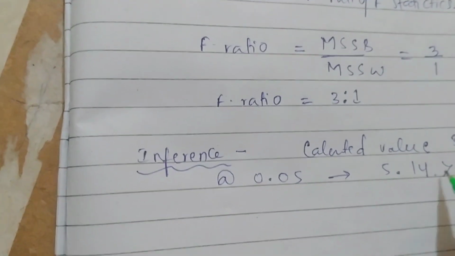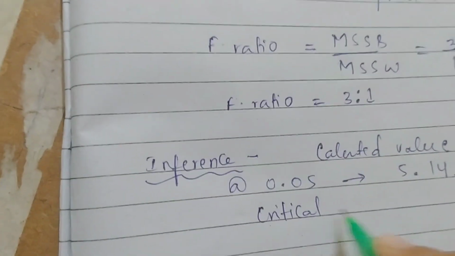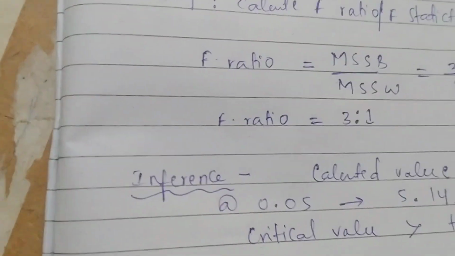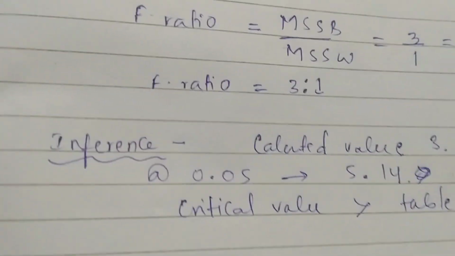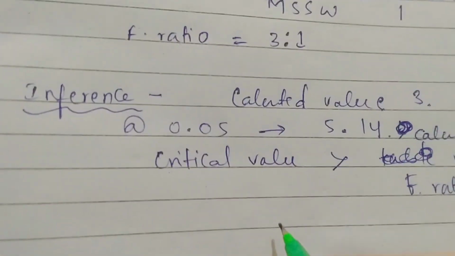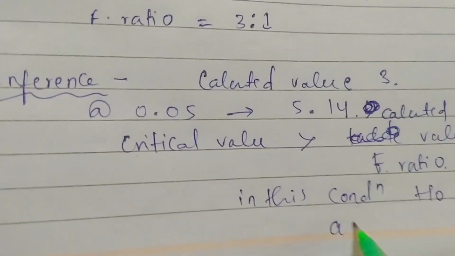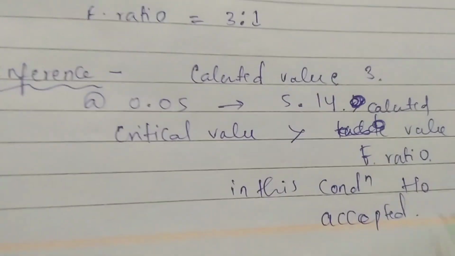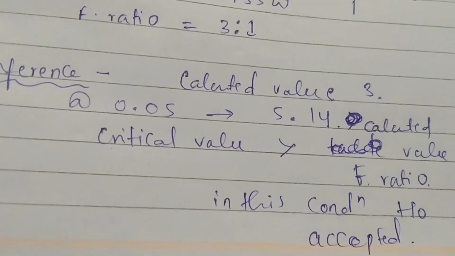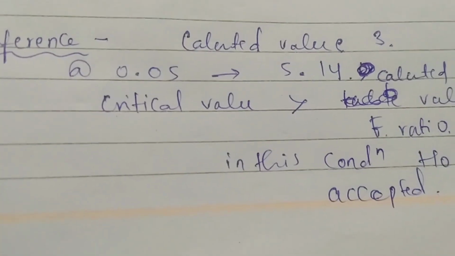So which is more than the calculated value. The F ratio is less than the table value, and in this condition H0 is accepted. Similarly, if the critical value is less than the calculated value, then H0 is rejected, and H alpha or the alternative hypothesis needs to be framed.